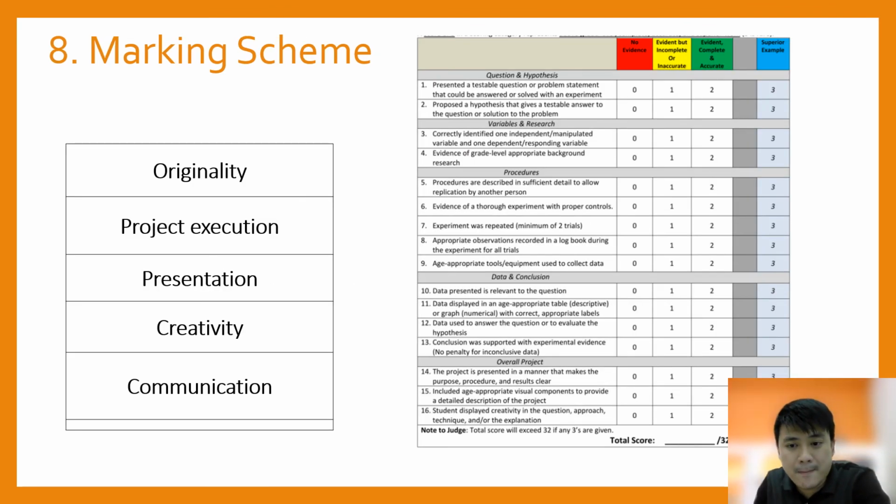Now, this is how we mark for the team. We have five categories: originality, project or experiment execution, the presentation of your data and your result, and creativity. The creativity comes back to the topic. And then communication: how do you talk to people, what science terminology do you use? All those will carry marks as well. On the right hand side is the marking on the board. We will mark based on the board and the findings. That is how we mark.